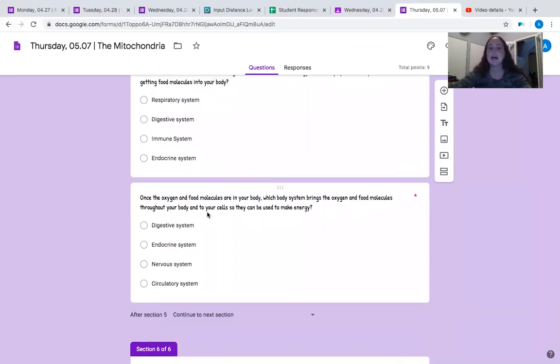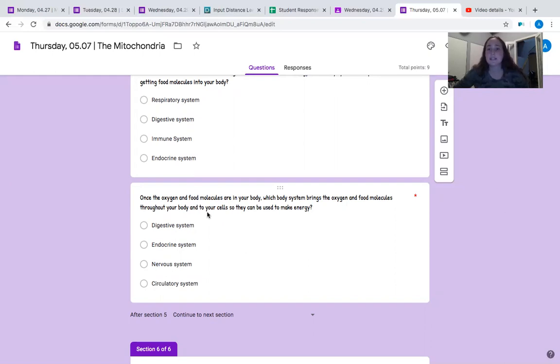Oh, one more here before the exit ticket. You're doing great. Once the oxygen and food molecules are in your body, which body system brings the oxygen and food molecules throughout your body into your cells so they can be used to make energy? So once you've gotten that food in, you've gotten that oxygen in, which body system actually brings it to all of your cells? A, digestive system, B, endocrine system, C, nervous system, D, circulatory system. Pick your answer.